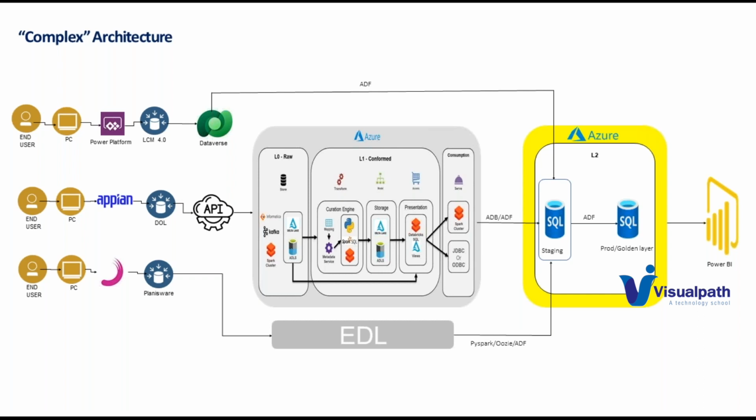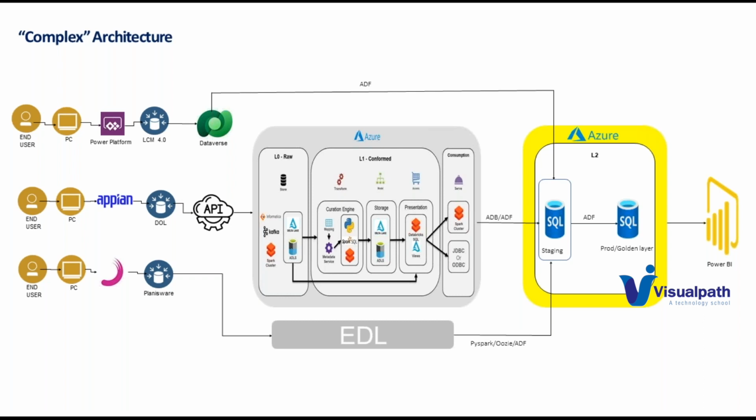The end user has a PC, and from the PC they are operating the Power Platform, and they are sending their data to LCM 4.0 and Dataverse. Let me tell you what Dataverse is. Dataverse is a database which is a product of Microsoft. Dataverse is also in a growing stage nowadays. Dataverse is getting the data from LCM 4.0. So the user is using their PC, using the Power Platform, doing some changes and sending to LCM, and from LCM it goes to Dataverse. That is the one source. The second is PC, then APN.